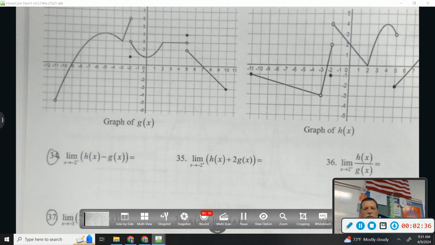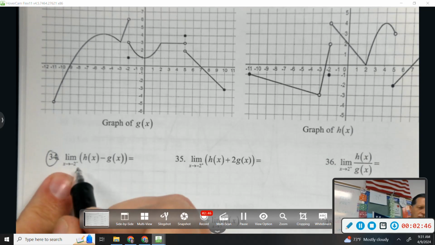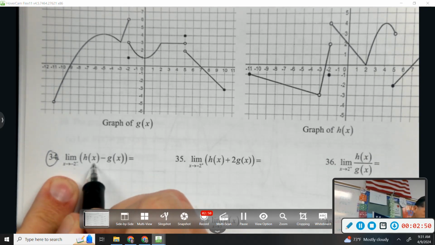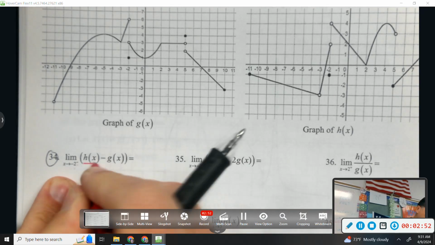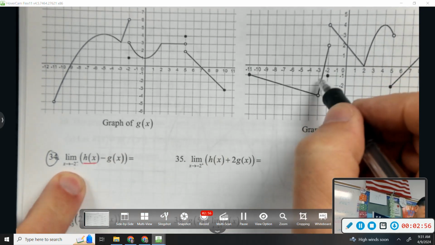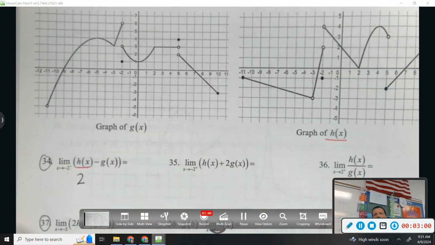Okay, some limits with pictures. Remember these, the trick is just make sure you look at the right graph, right? Don't get confused on who's G and who's H. So the limit as x approaches -2 from the left on graph of H. H. -2 from the left is 2. Again, it's easy, but there's just a lot of things to keep up with, so just be careful.